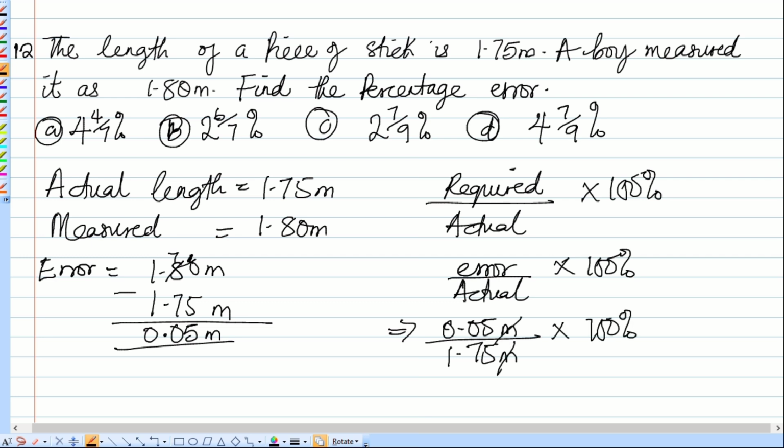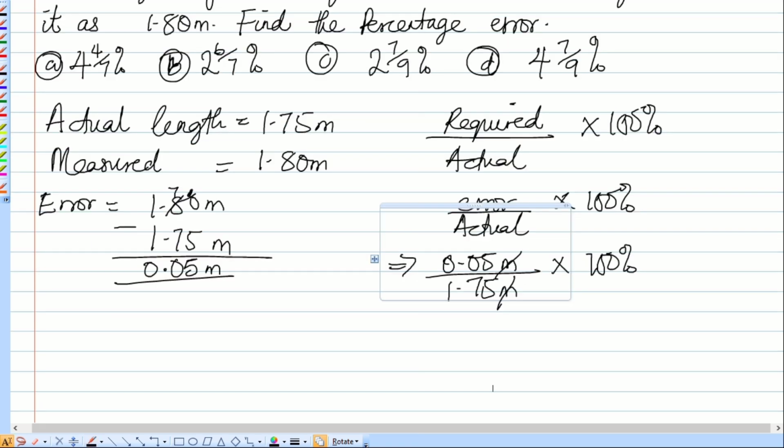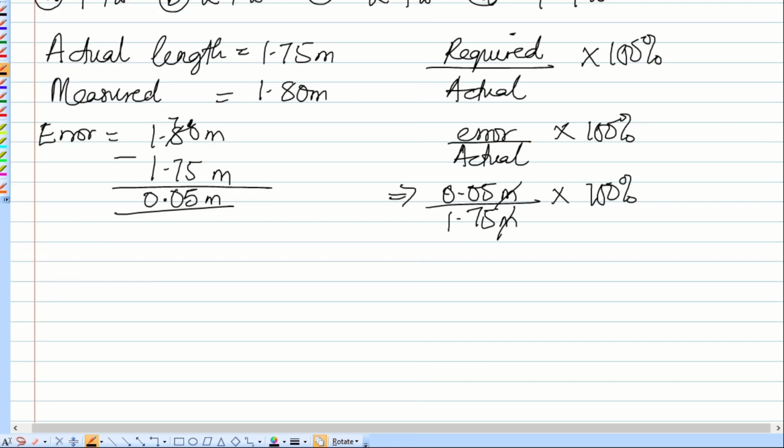You see that the meters are going to cancel out. Now we're going to solve this without our calculator. Let's multiply 0.05 times 100. You cancel a 0 and move the decimal forward, cancel the next 0 and move the decimal forward yet again. So we just have 5, so we have 5 over 1.75. Remember, the meters have cancelled, and it is a percentage, of course.